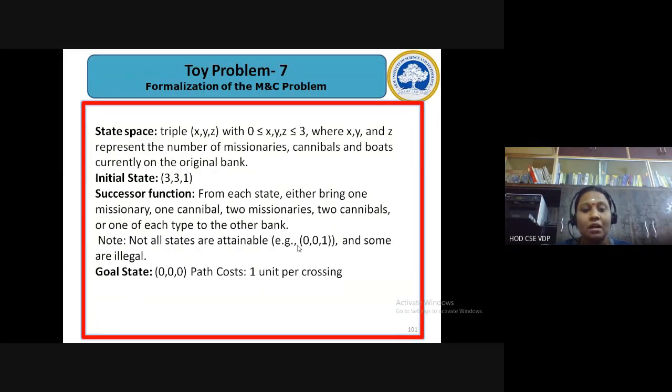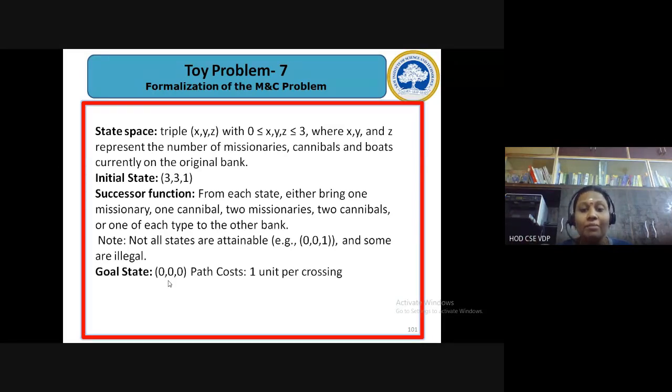Okay, for each boat travel transition, you take the path cost as equal to 1. And other than that, you have the initial state. So the initial state is 3, 3, 1. What does it mean? 3 missionaries, 3 cannibals, and then 1 boat. And the final goal state, everyone has reached the other bank, so you have 0, 0, 0.